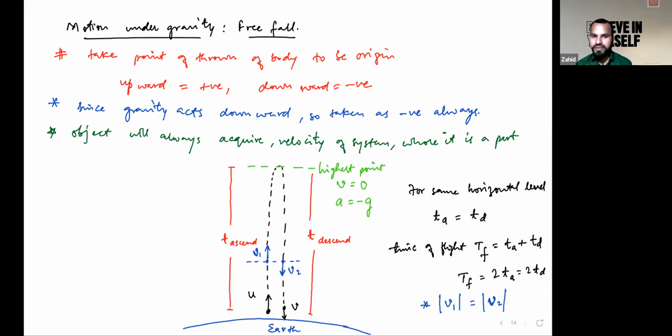Muhammad Umar, if V1 would be 4 meters per second while going up, so V2 must be equal to -4 meters per second. Minus is due to its direction. As V1 is going up, which is towards positive y-axis, so it would be positive. And V2 is going down, so it would be -4 meters per second. But the magnitude of velocity V1 and V2, since they are at same horizontal level, must be equal.